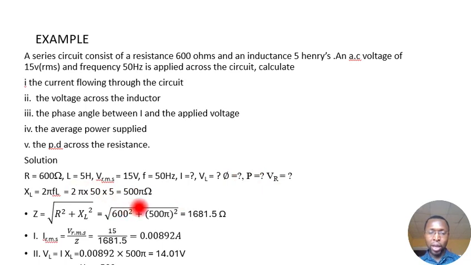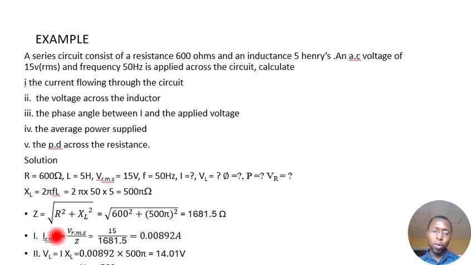Okay. Now, for us to solve the first one, we need to obtain the total resistance in the circuit, which is the impedance. The impedance formula is the root of R squared plus X_L squared. So our R is 600 as given in the question. Our X_L, we've already obtained it here. X_L by formula is 2πfL. So f is 50, L is 5. Simplifying it, we have 500π ohms. So if we substitute it here to get our Z, we now have our Z to be 1681.5 ohms.